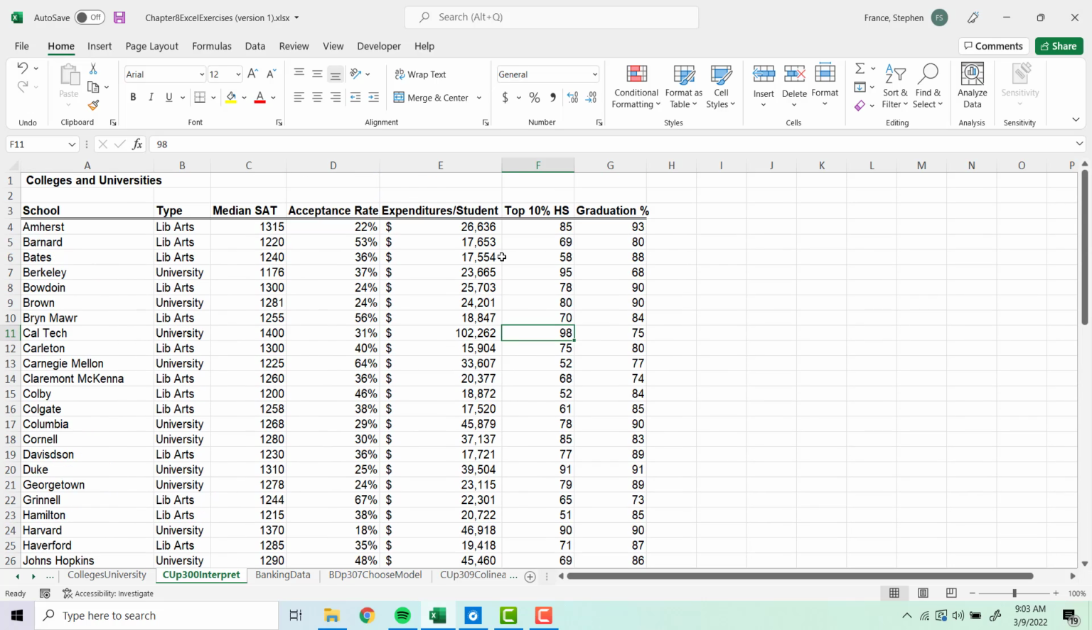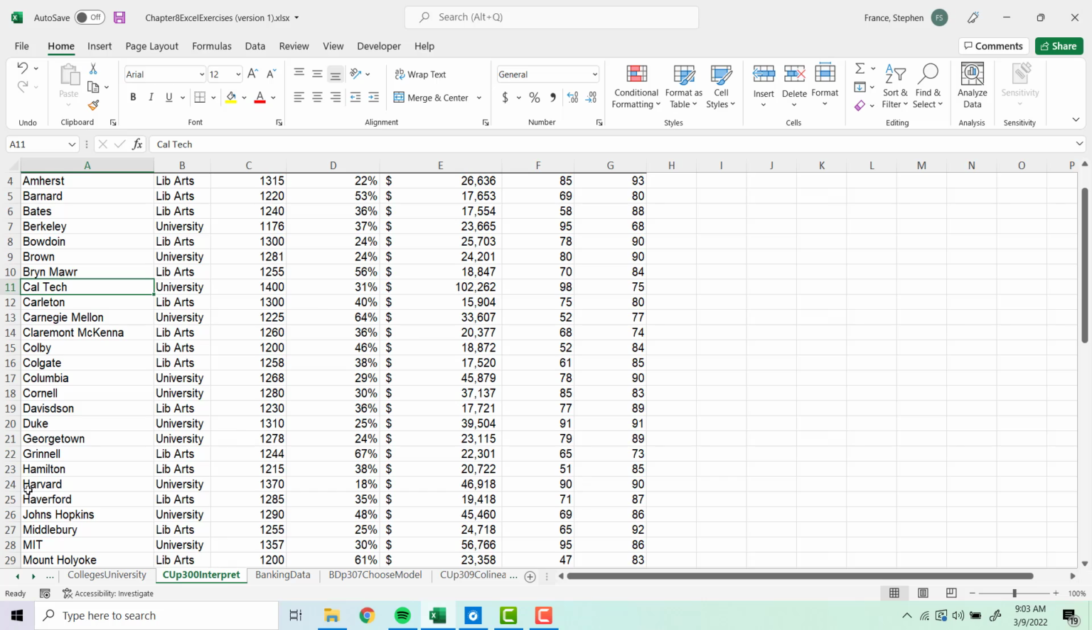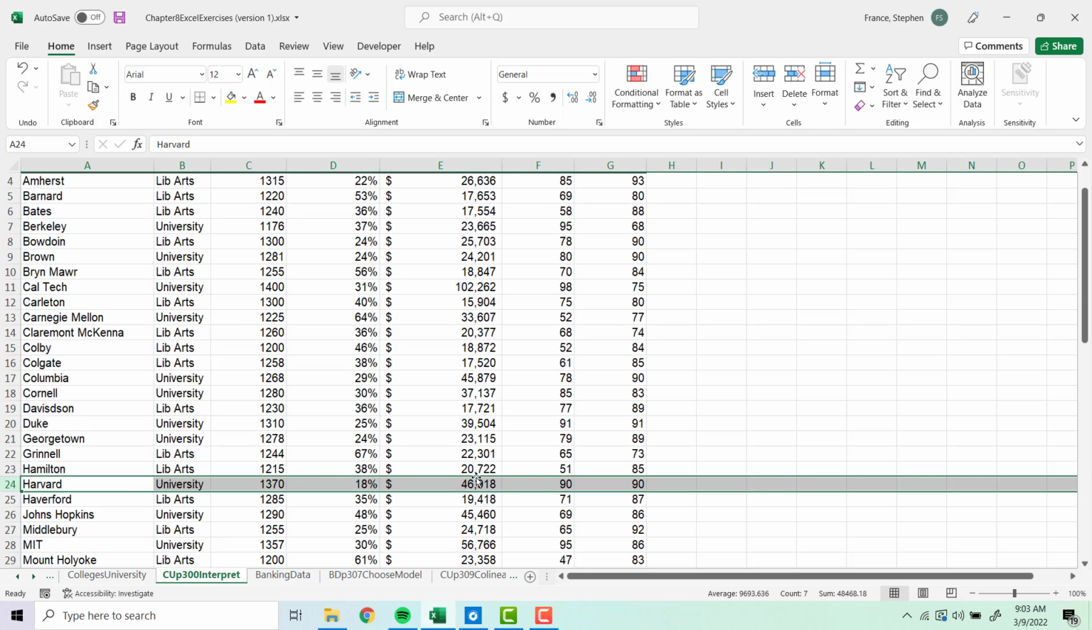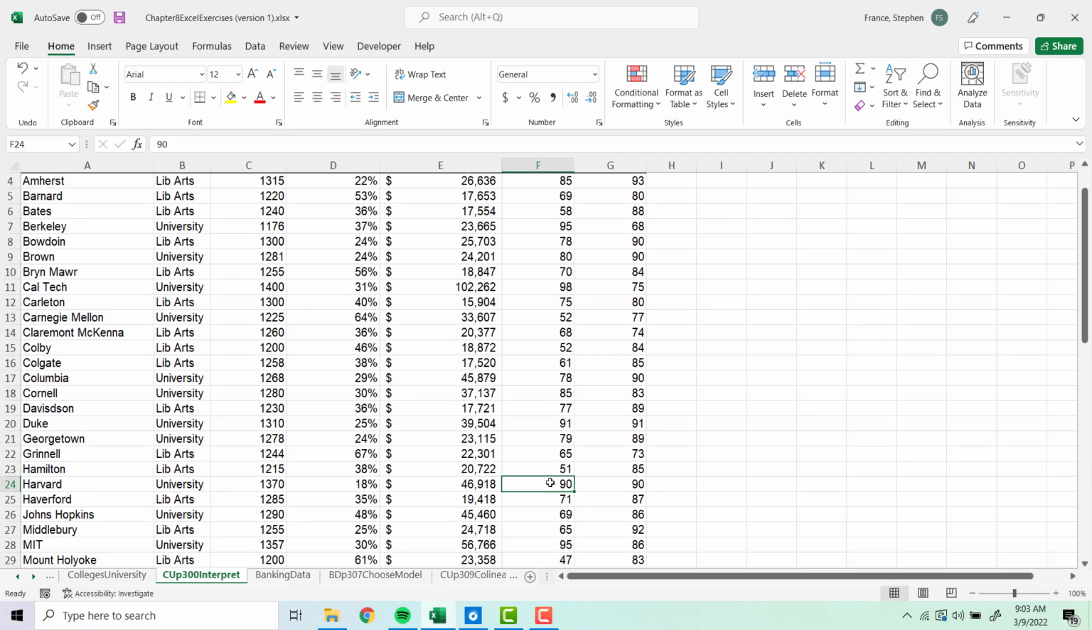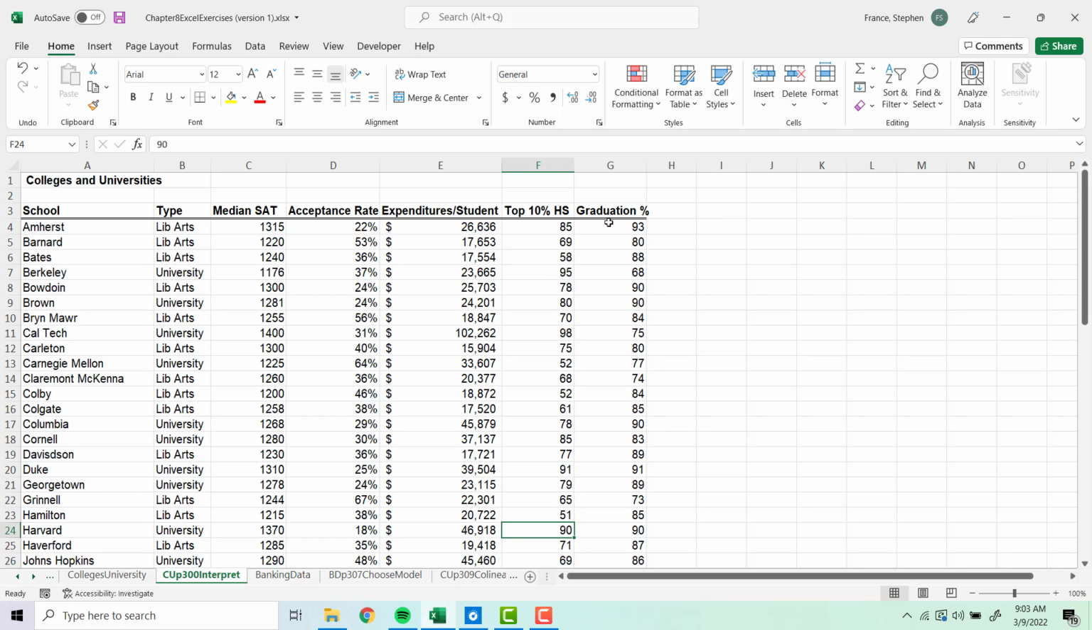So I think this is a real world data set, if a little bit dated, I'm not sure. But you can see, for example, where's Harvard? Harvard has a very low acceptance rate, and 90% of students in the top 10% of the high school. And we'll see if we can predict graduation rate from these other quantitative variables.